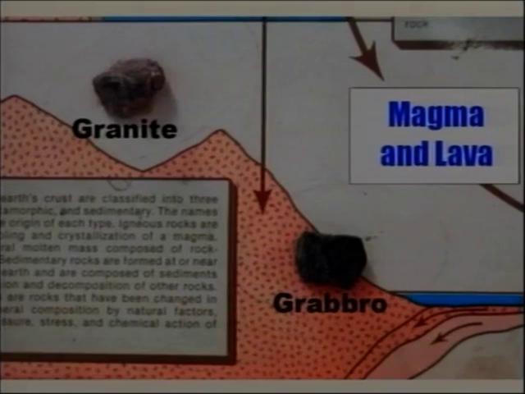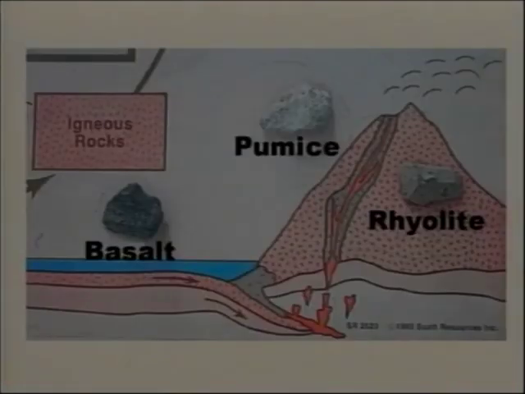Okay, then from what we have looked at already, we had the rock of granite, the rock gabbro. Granite and gabbro are examples of intrusive plutonic igneous rocks. Pumice, rhyolite, and basalt are examples of extrusive volcanic igneous rocks.